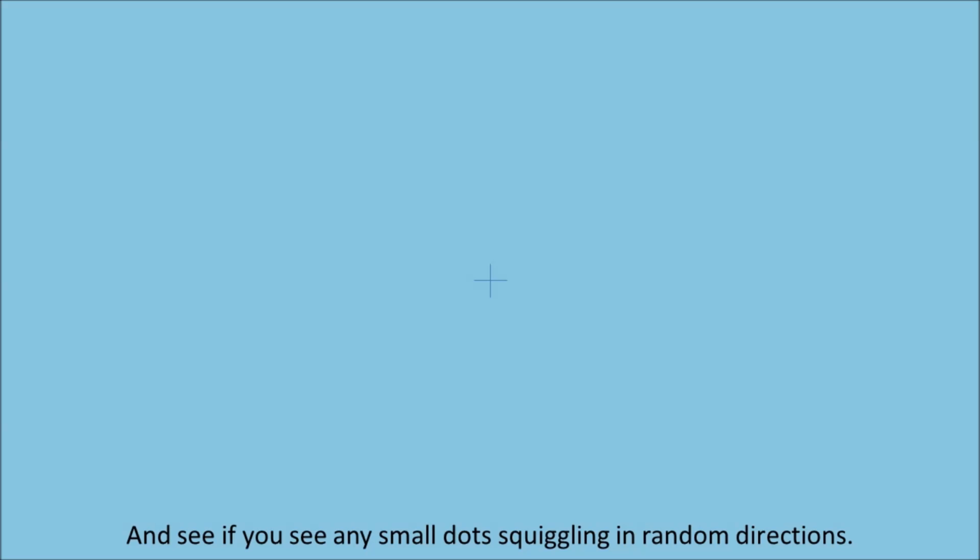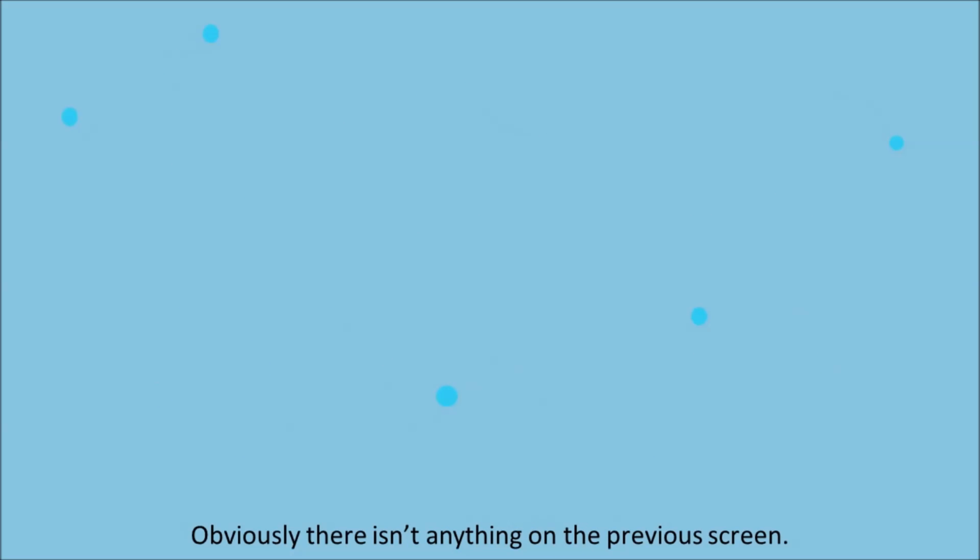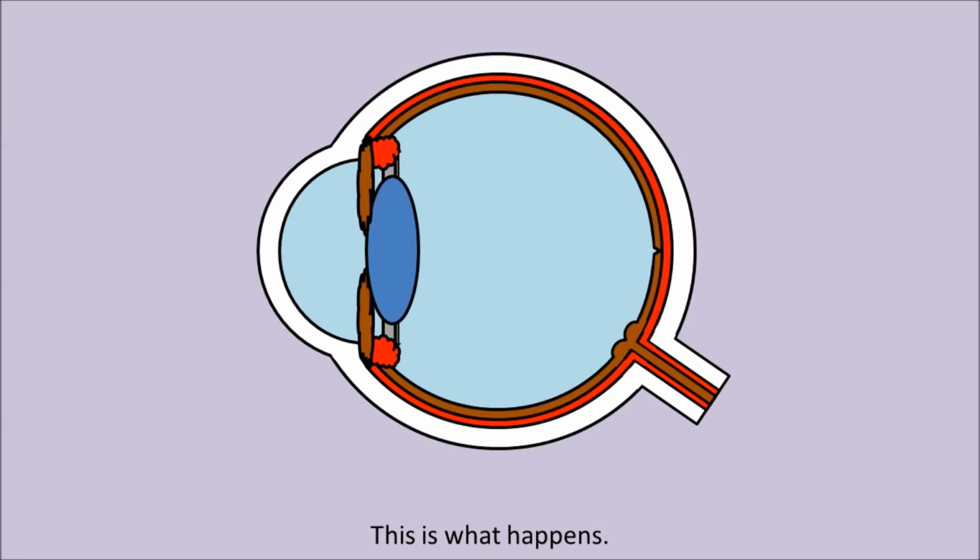To start off, let's try to experience one. Stare hard on this screen for about 30 seconds, and see if you see any small dots squiggling in random directions. Does it look like this? Obviously there isn't anything on the previous screen. But why do we see these squiggly movements of dots? This is what happens. It all happens on the retina.